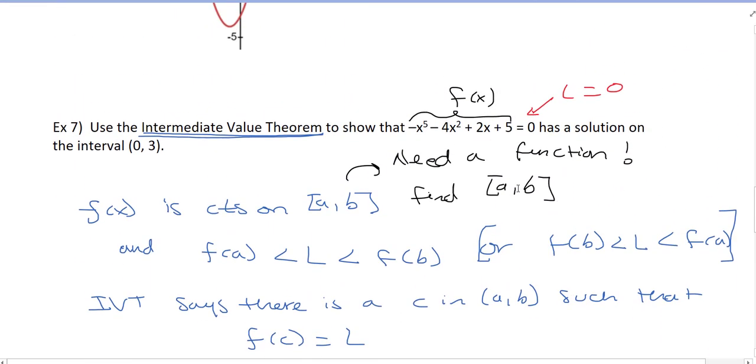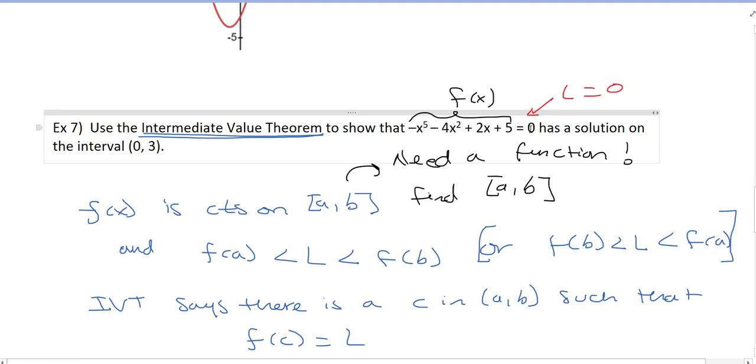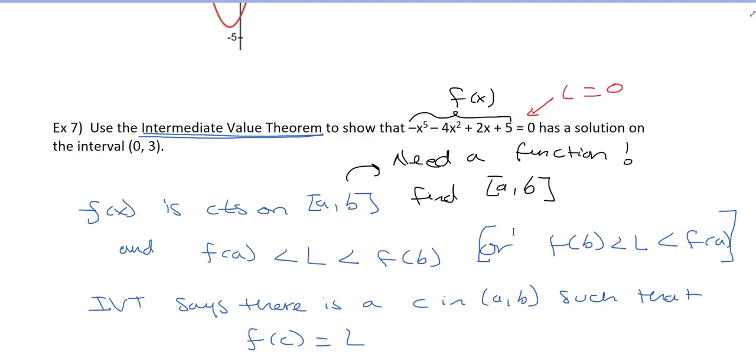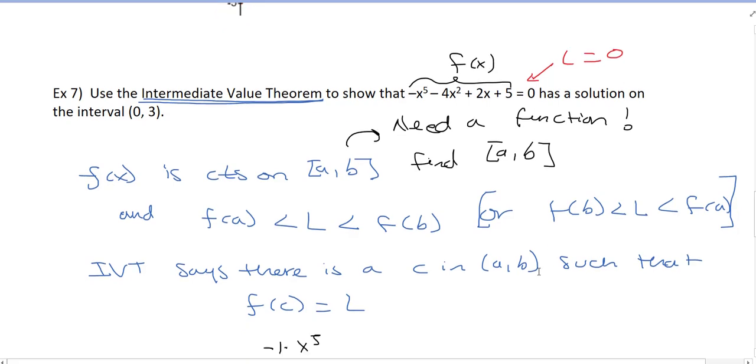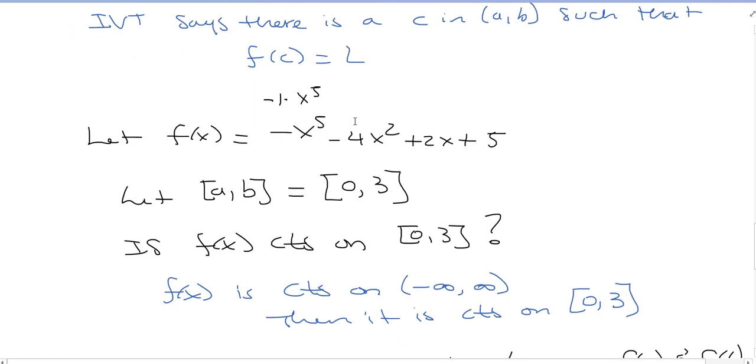So for our f of x, we want that equation to be 0. That's what it means to have a solution. So we let that be f of x, and we want it to be 0, so we let that be our L. Now, in order to use the intermediate value theorem, we need to make sure the conditions of the theorem are satisfied. What does it mean to satisfy the conditions? f of x is continuous on the closed interval, and 0 is a number between those function values. That's what we did here.